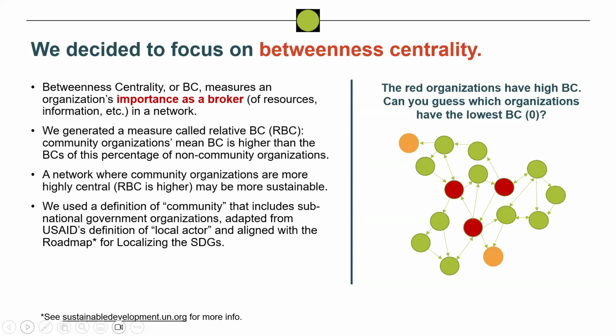So the orange ones have the lowest betweenness centrality in this network. And you can see they're not brokering or exchanging anything. They're only receiving whatever is represented here. So betweenness centrality is always 0 for an organization unless it's both receiving and sending something. Next, please.